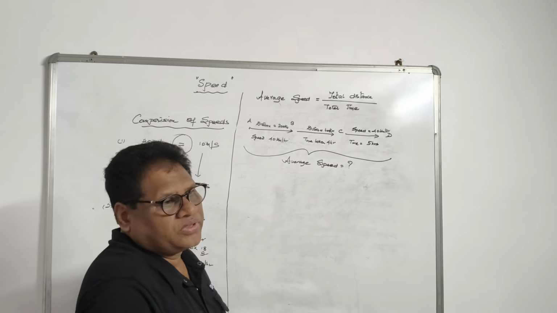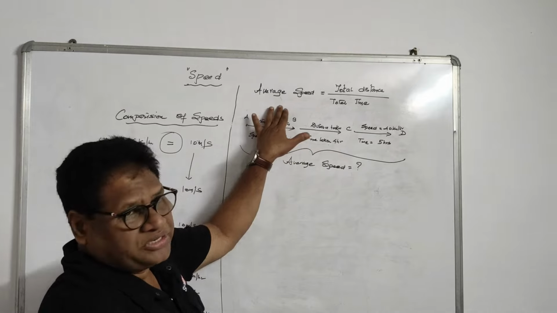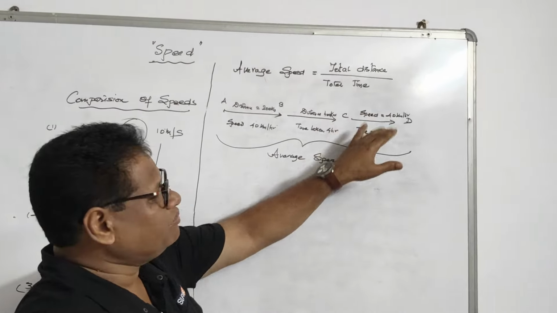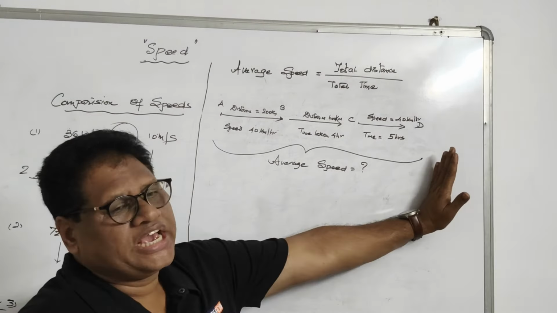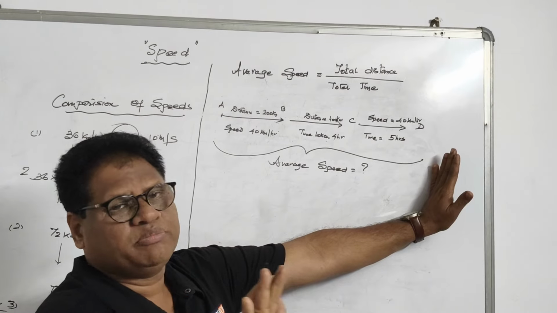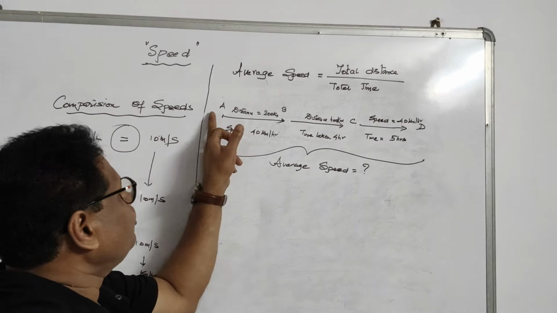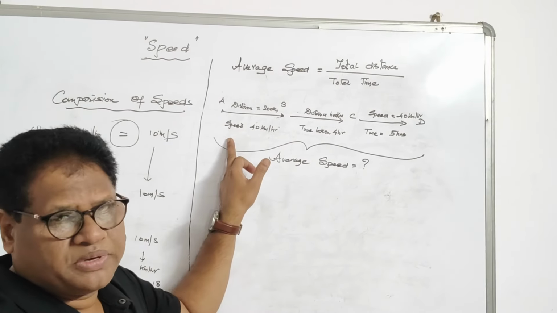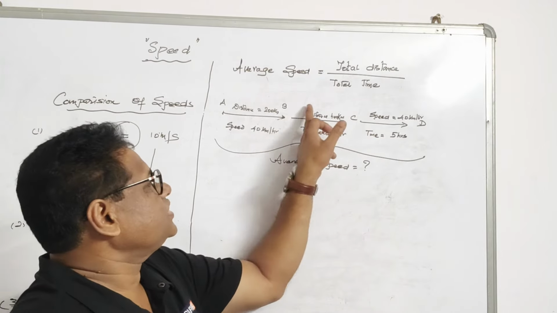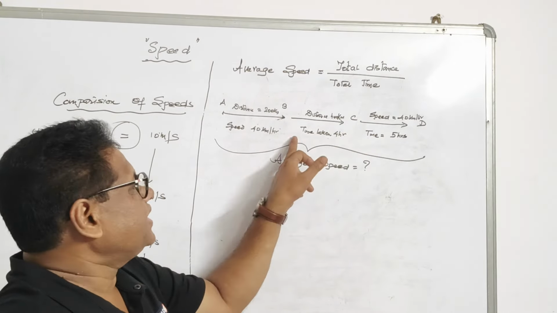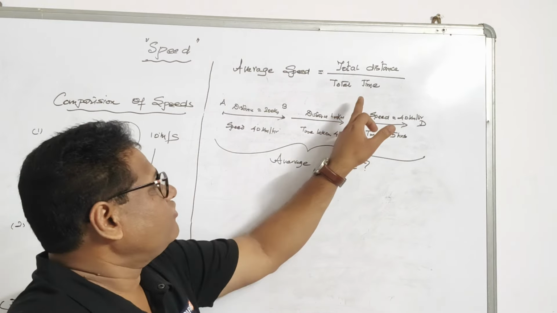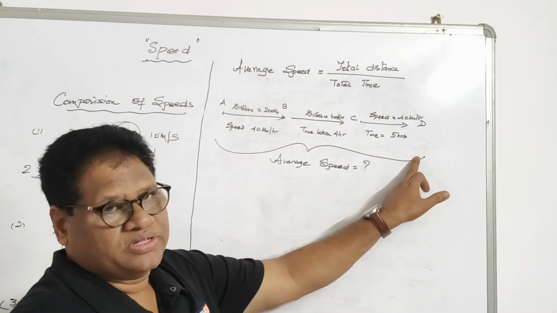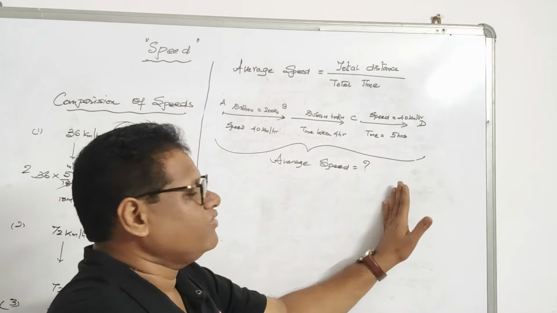Now students, we have been discussing average speed. So average speed equals total distance by total time. Here we have taken an example where the whole journey has been split into different variable speeds. From A to B, the distance covered is 200 kilometers, for which the speed was 40 kilometers per hour. From B to C, the distance was 400 kilometers, and the time taken was 4 hours. And from C to D, the speed is 40 kilometers per hour, and the time of journey is 5 hours. On the whole, you have to find the average speed.